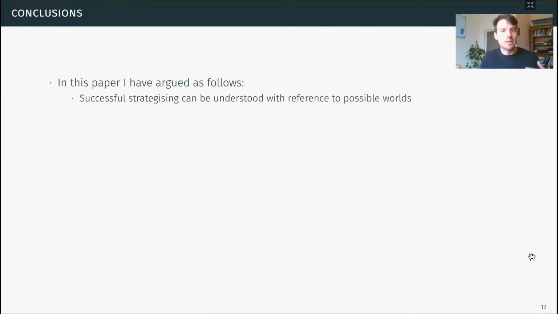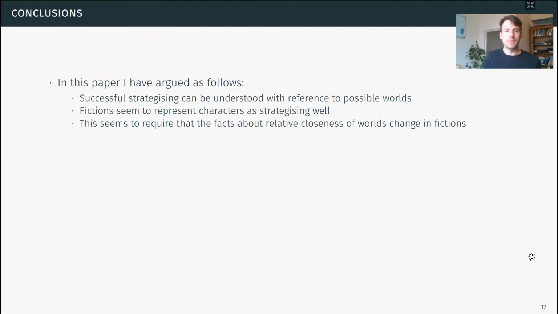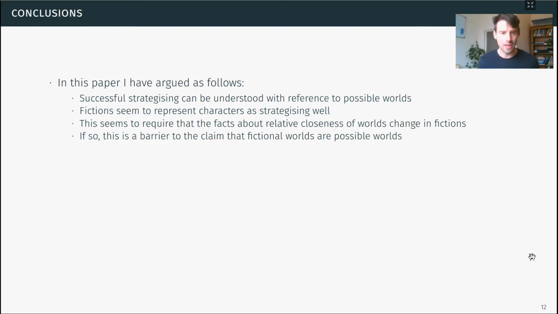So what I've argued is that successful strategizing can be understood with reference to possible worlds. Okay, that was the broad sketch that I gave. Fictions seem to represent characters strategizing well. This seems uncontroversial. This is something that a fiction can represent to us. We've also said that this seems to require that the facts about relative closeness of worlds change in fictions. And in turn, this, if it is the case, presents a barrier to the claim that fictional worlds are possible worlds.